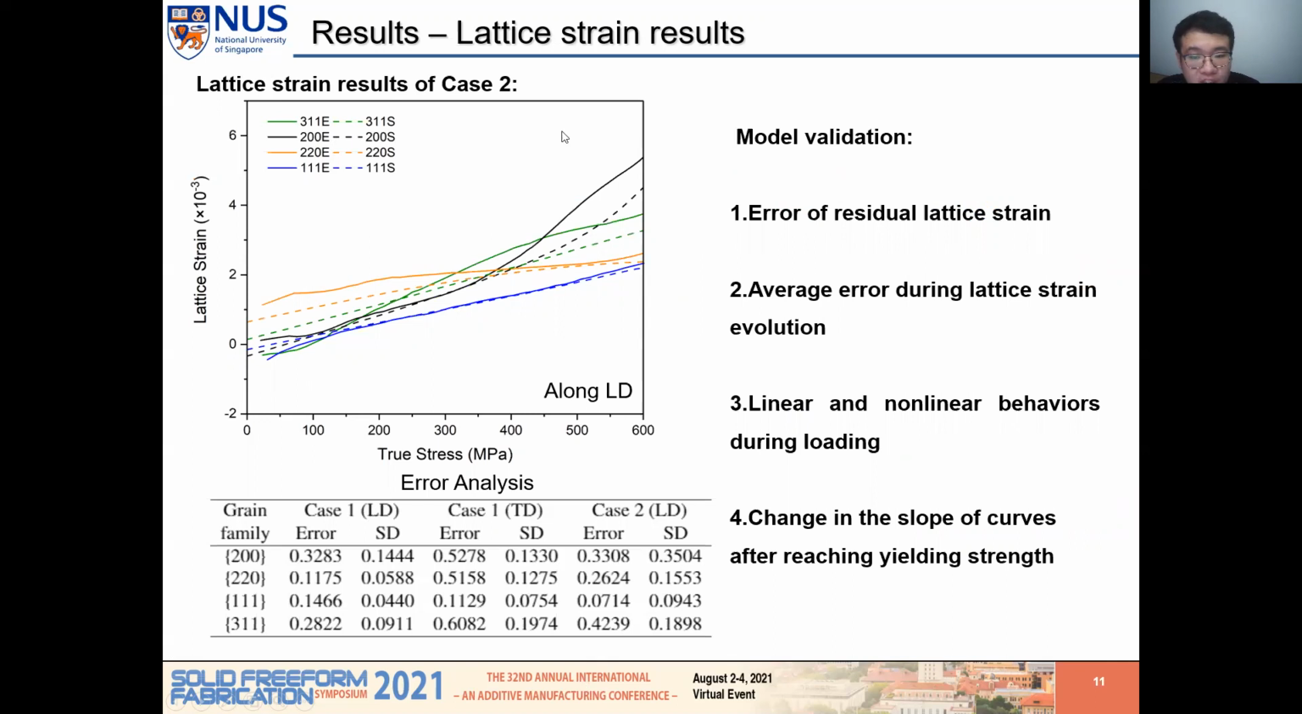Also, the simulation result of case 2 looks fine. The trend is similar and the error is small. So overall, we validated this model by comparing lattice strain results. We find the residual lattice strain is small. The evolution can be reproduced by our model with acceptable error, and the slope changes of the curves after yielding show the same trend. Namely, the plastic behaviors are reproduced. Therefore, the model is validated by these two cases.